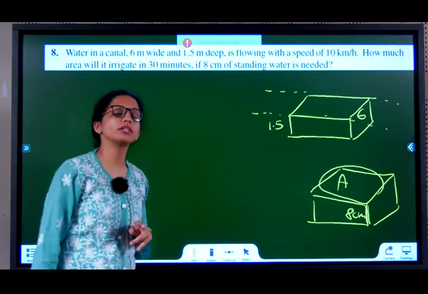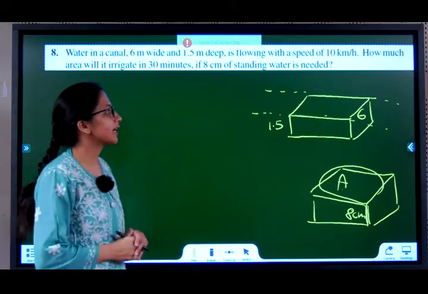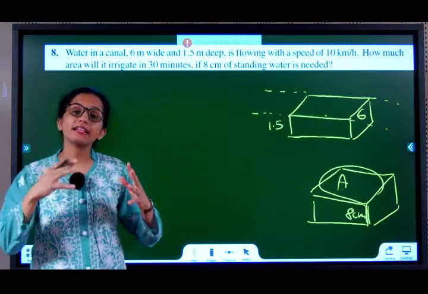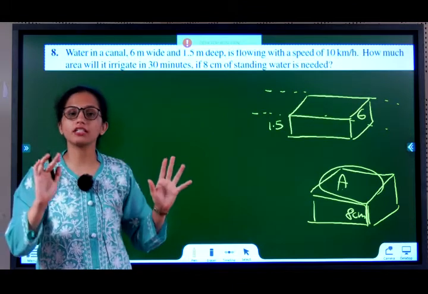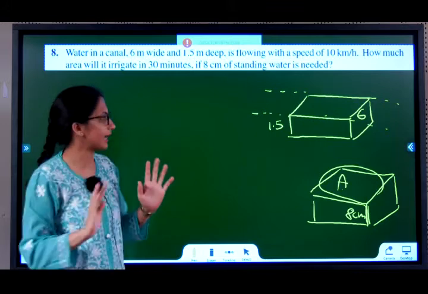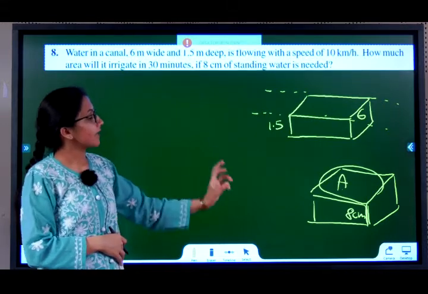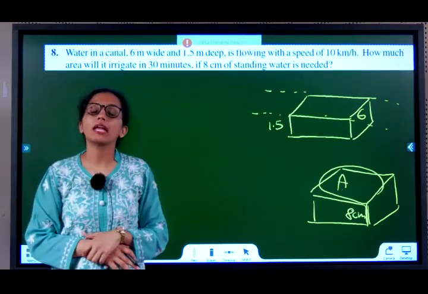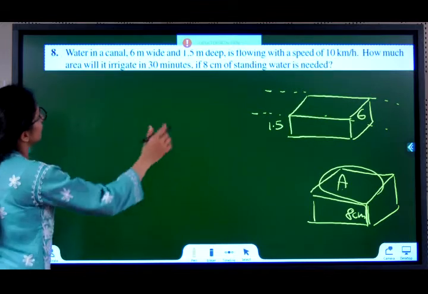Two new things we learnt in this question. If speed and time are given and a length is not given, take the apparent length to be equal to speed into time. Next, volume is also equal to area into height. Now let's solve this problem.